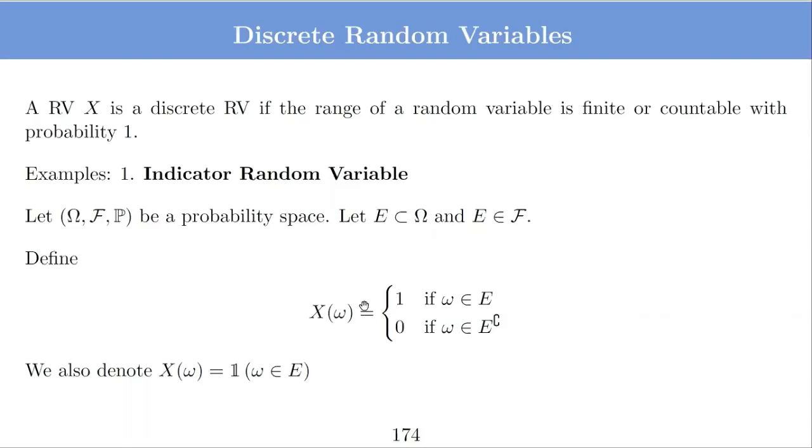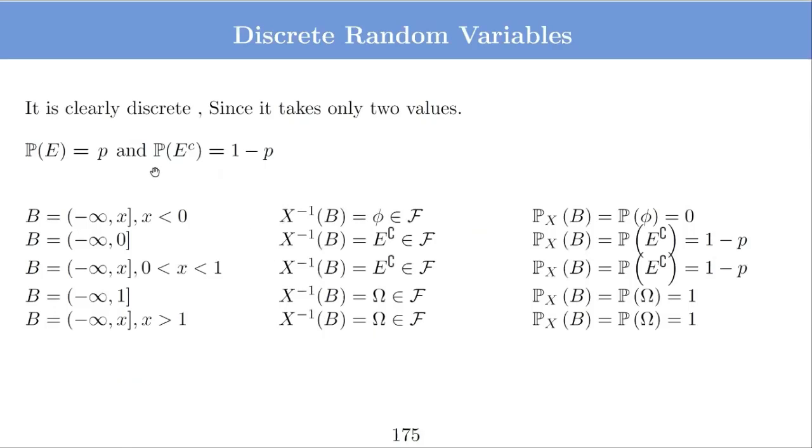You can prove this simply. Let us first assign a probability measure. Suppose P(E) is p and P(E complement) is 1 minus p, and these are possible because E is an element of the sigma algebra, so probability measure can be defined. So this is a discrete random variable because X only takes two values, 0 and 1.